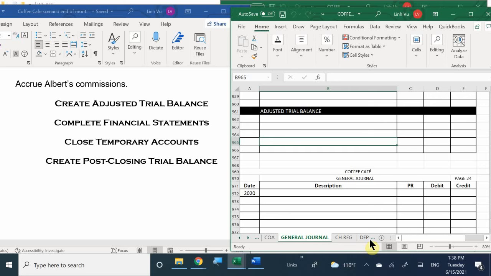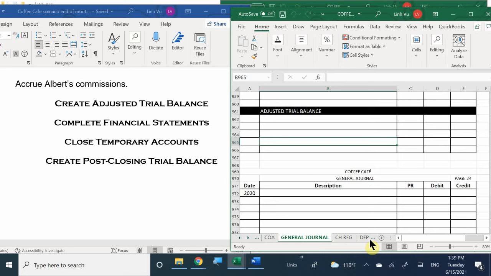So here we are starting to actually close out our books now. When we say close our books, that means we are going to be closing out our temporary accounts. If you guys remember from our lecture last week for chapter 13, we're going to take every single revenue and every single expense account, and we're going to close them out to the income summary.